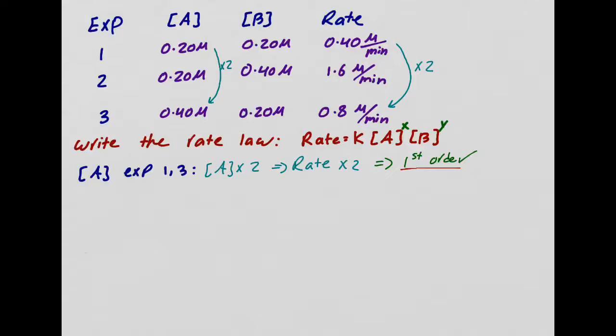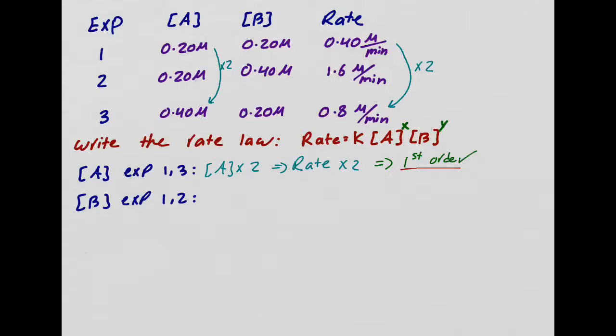Now, let's look at B. To figure out B, again you're going to pick two experiments where nothing is changing except B. So A has to be constant. Now, which ones are those? That would be 1 and 2, right? In experiments 1 and 2, A is constant. The only thing that is changing is B. So, what is going on over there?